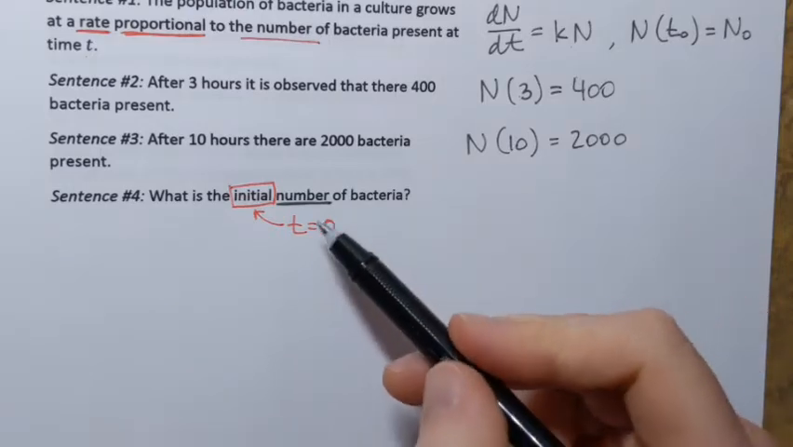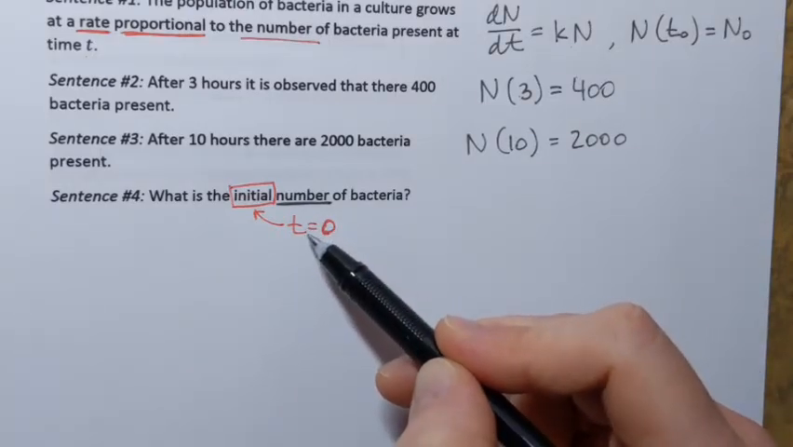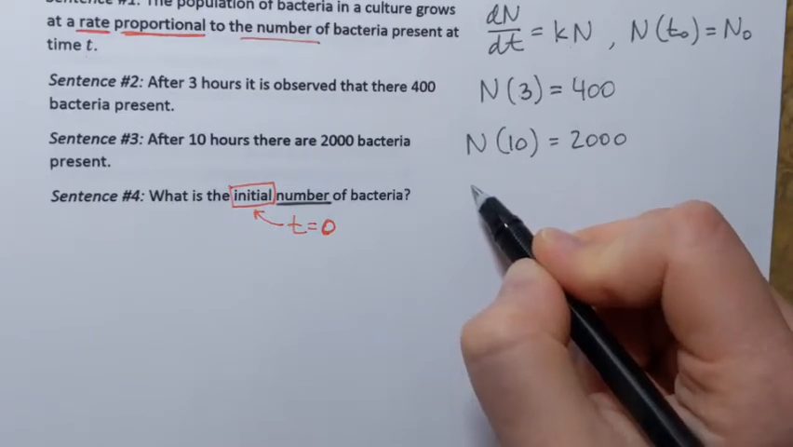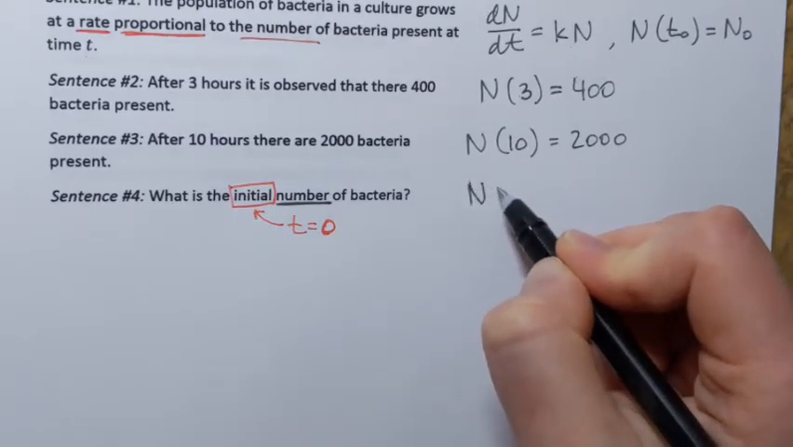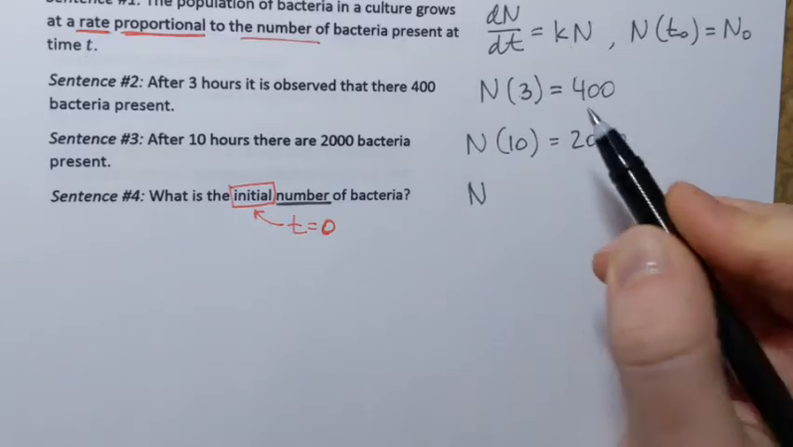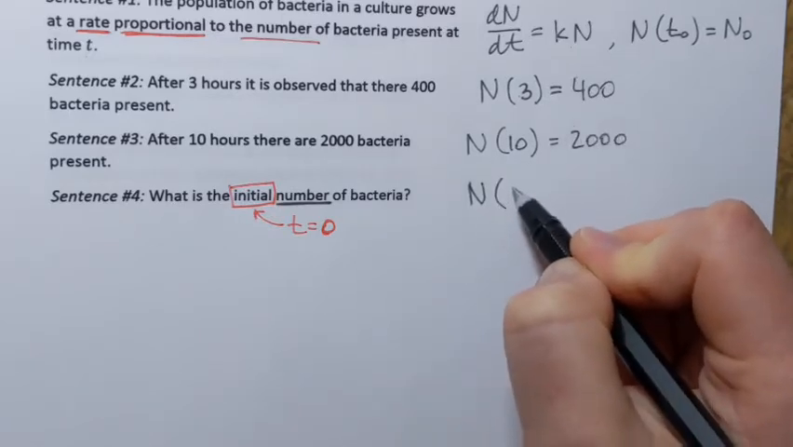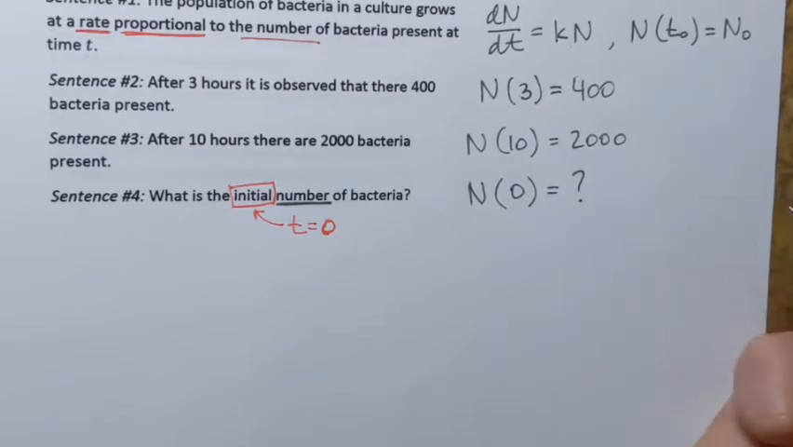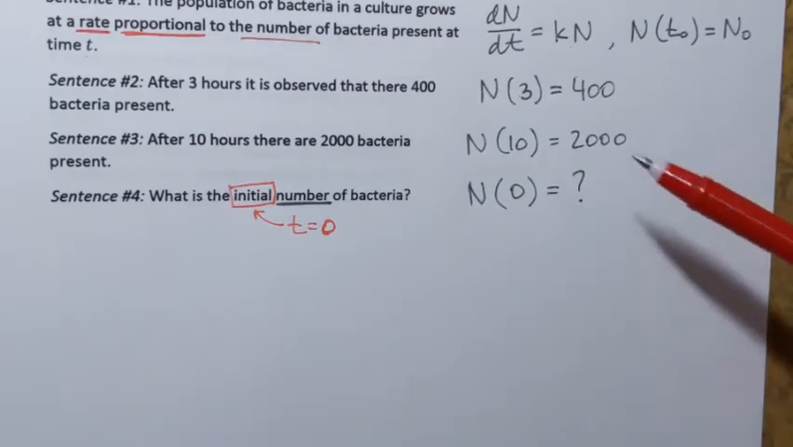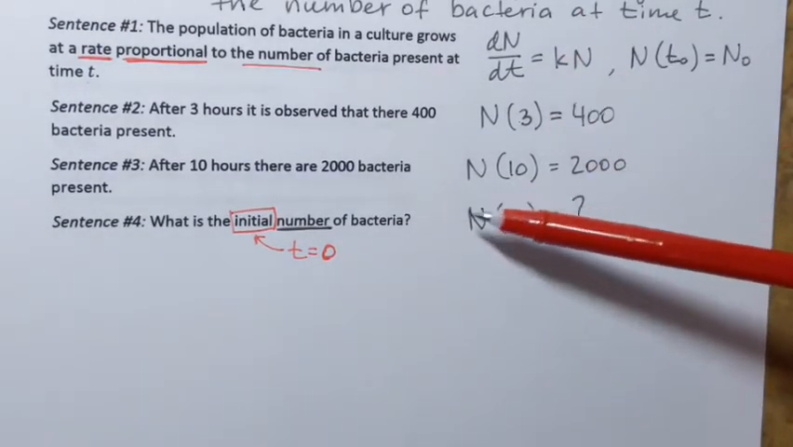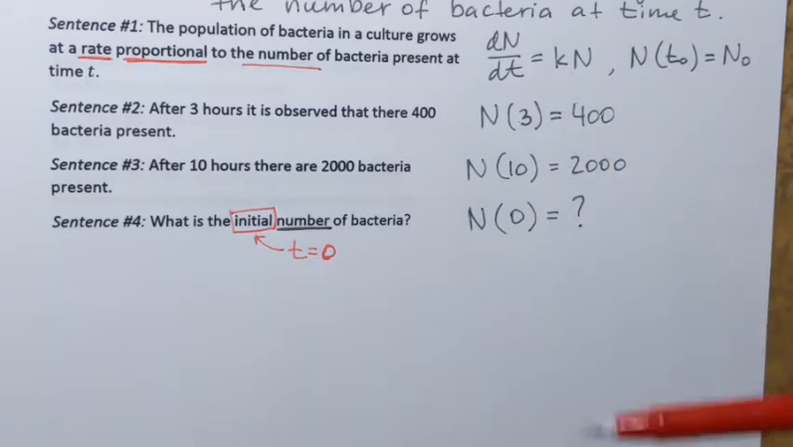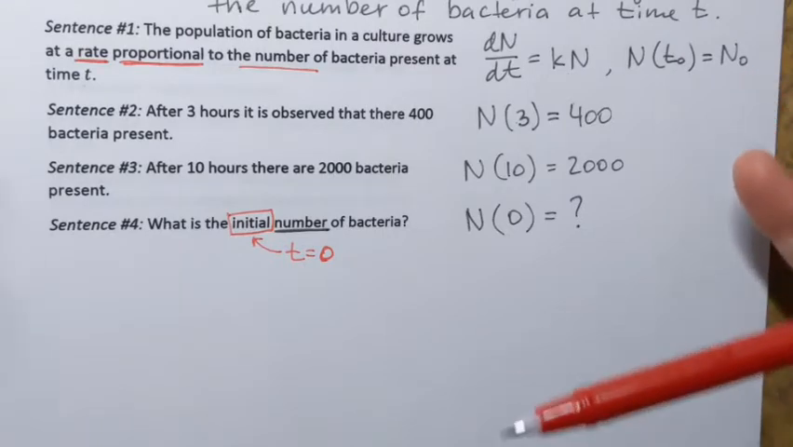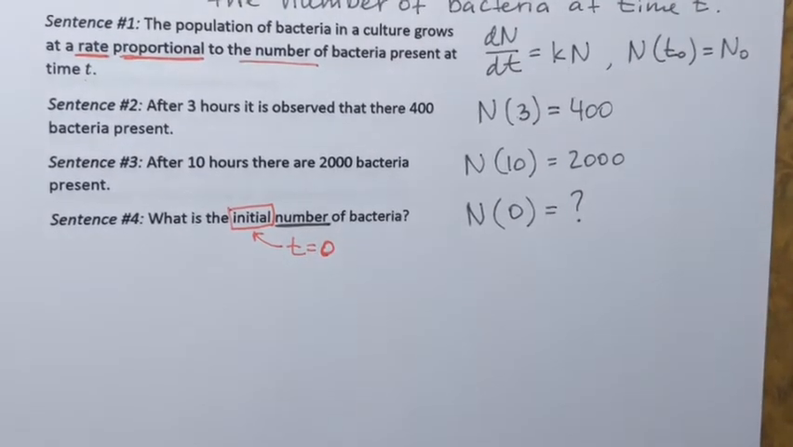So initial value happens at time t equals 0. Now that helps me to translate it to math. I'm going to say, what's the function value, or the number of bacteria, at t equals 0? Well, that I don't know. That's the question, right? So I'll just put the question mark. That's what I need to find. Now, all that is just to prepare us for solving the problem. But that's a very good start, and I recommend you starting with this kind of annotation.